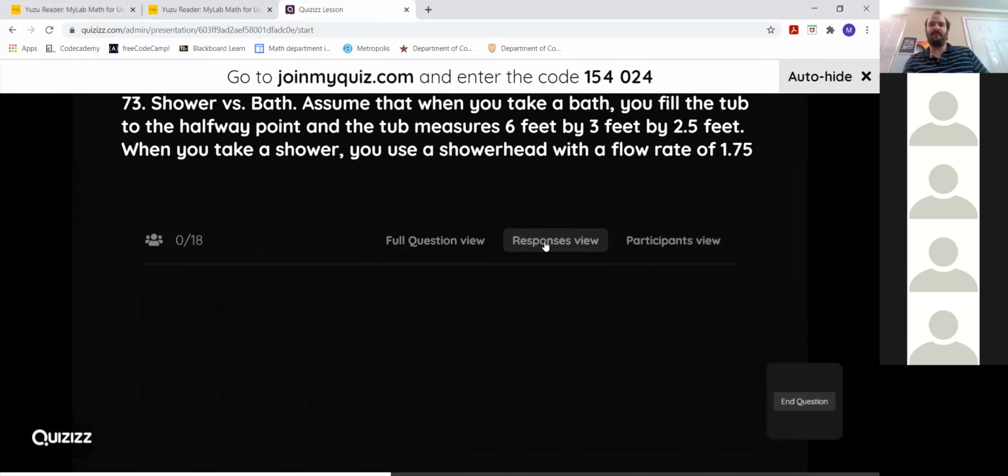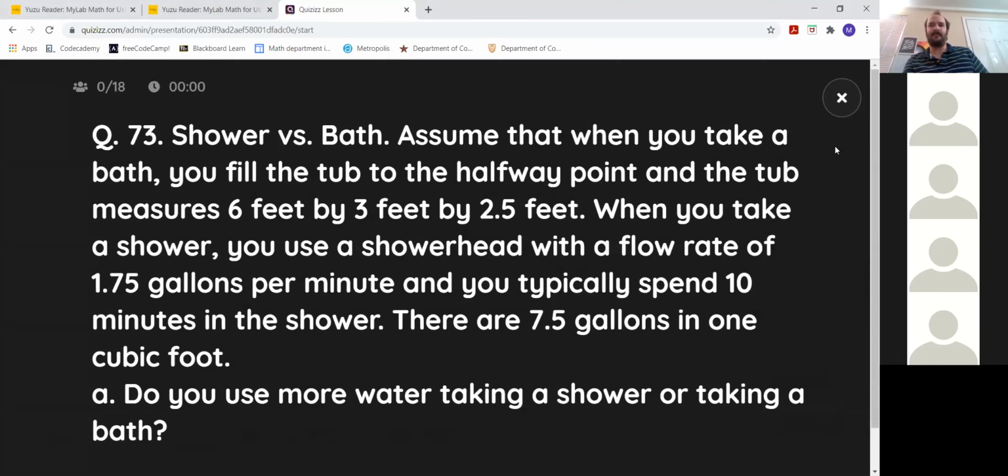And I believe there's just 2 numbers. Full question view is where I want to go. I believe this one is a little bit simpler. The shower, it says it right here. All this is the bath stuff. So the shower starts right here. Use the shower head, and it gives us this number has to do with the shower. And this number, 10 minutes, has to do with the shower.